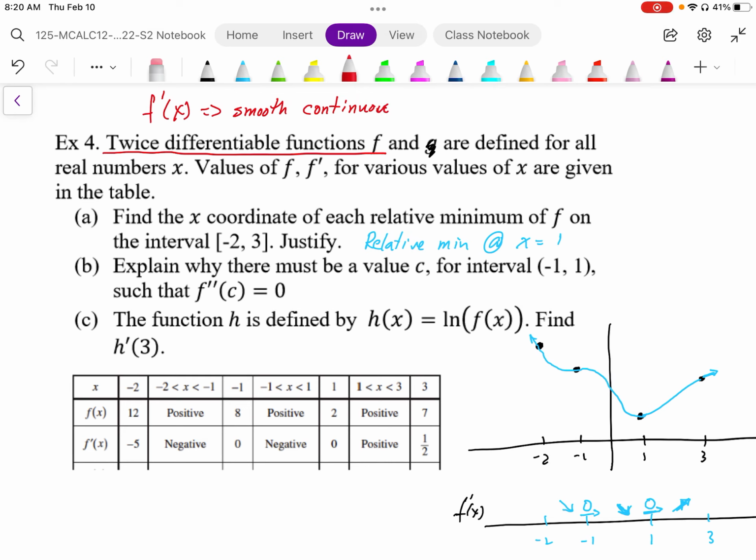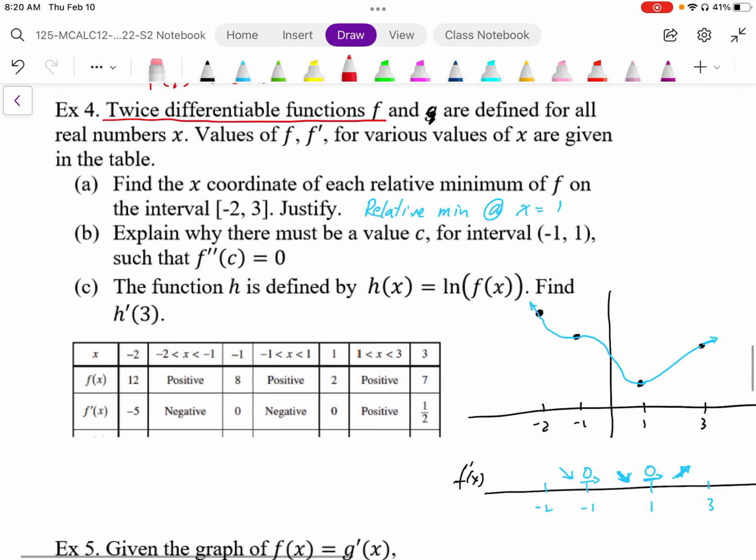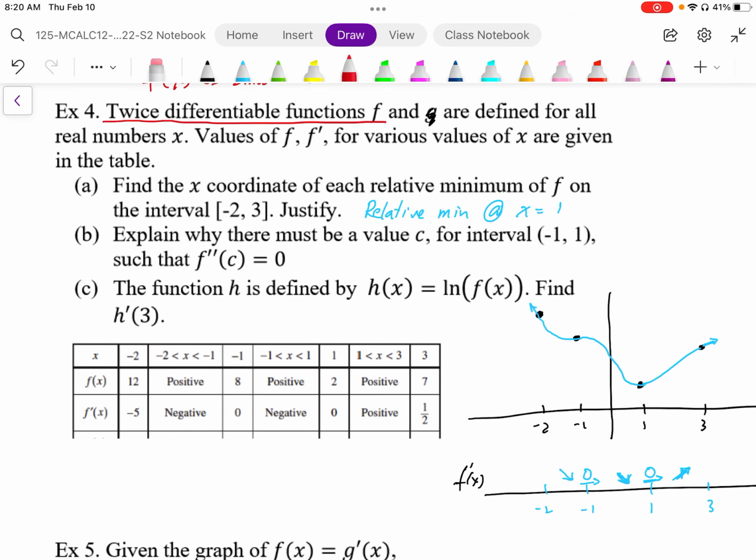We don't have values of f double prime, so we don't know if f double prime is continuous, so we can't actually use the intermediate value theorem. We're going to use the mean value theorem, and we're going to do it this way. For part B, the first thing is I'm going to find the average slope. Between -1 and 1, the average slope is going to be 0.